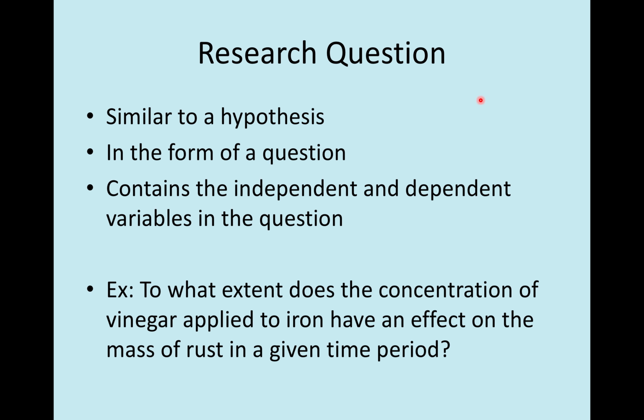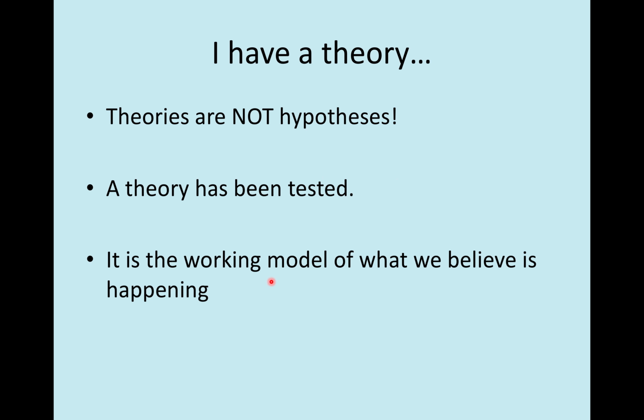Now, a research question is very similar to a hypothesis. But it's just in the form of a question. Now, it contains the independent and dependent variables in it exactly. Sometimes it can contain a control variable as well. So it says, to what extent does the concentration of vinegar applied to iron have an effect on the mass of rust in a given time period? So there's subtle differences to them, but they're essentially the same thing.